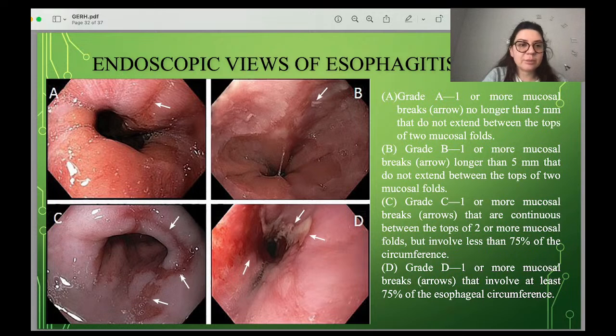Picture C shows us grade C: one or more mucosal breaks that are continuous between the tops of two or more mucosal folds but involve less than 75% of the circumference. And grade D on picture D is when one or more, here you see 3 mucosal breaks, shown by arrows, involve at least 75% of the esophageal circumference. All endoscopic pictures of each grade you can see here.